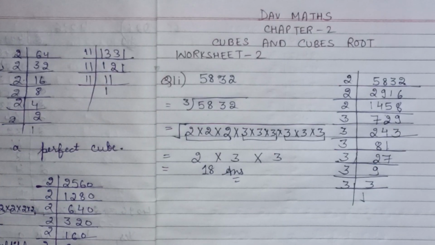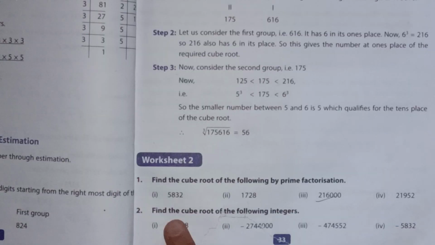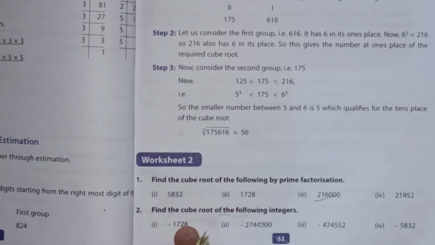This question consists of 4 parts, but we can do only the first part. All the rest of the parts are similar to this first one. All are done by the prime factorization method. Now move to question number 2. Our question number 2 is: find the cube root of the following integers. In this we have to find the cube root of these given numbers.